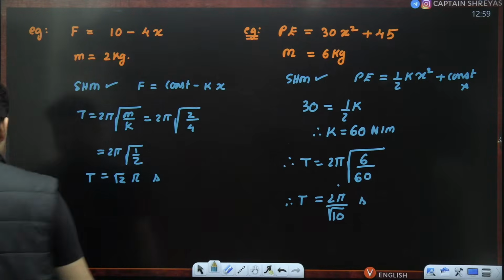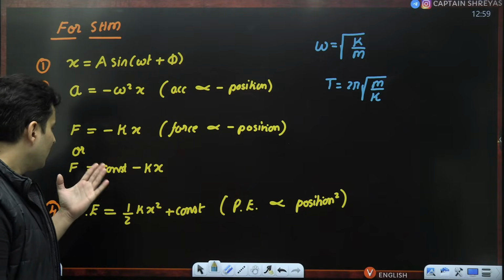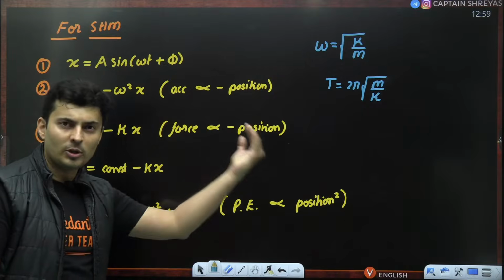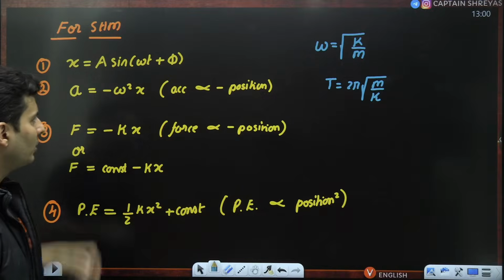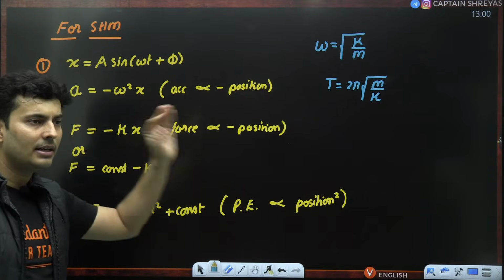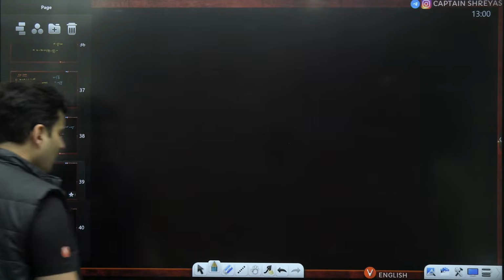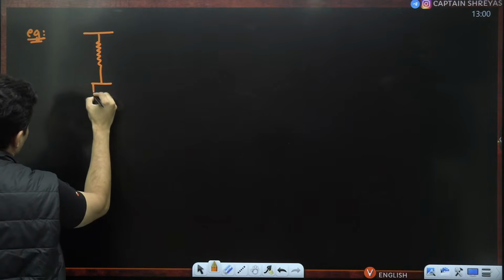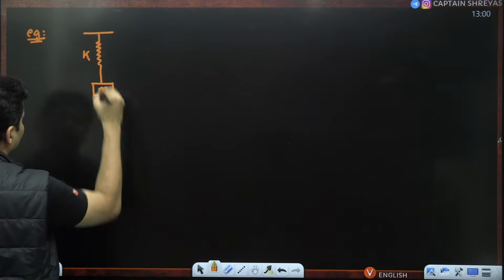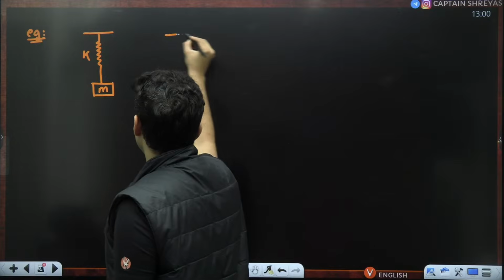So in all these places, any of these forms, force is proportional to negative kx, or potential energy is proportional to position square, or x is this. We have already seen these equations, that's why I'm not showing it to you again. All these places you can directly use the equations of SHM, which also means, imagine if by chance there was a spring mass system like this over here, then you might think, sir, it is vertical now, gravitational force will act. I know gravitational force will act.